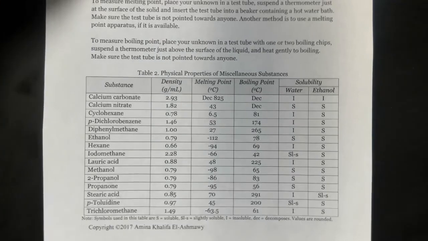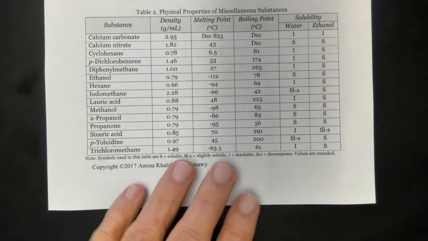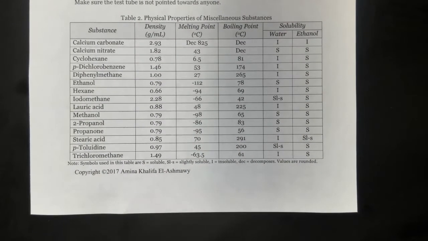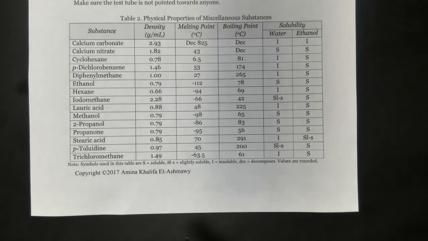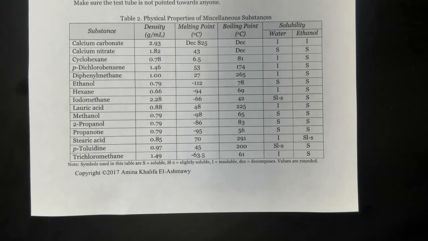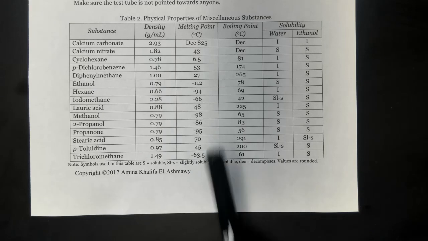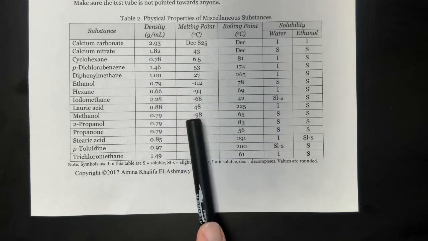In the department handout is this table, okay? And you're going to have to use this table to identify the unknown. You're going to have an unknown solid and an unknown liquid, and we're going to take some measurements. We're going to determine the density of the unknown liquid and the boiling point of the unknown liquid. We're going to determine the melting point of the unknown solid and some of the solubility tests of the unknown solid. And based on what we determined from our experiment, we're going to compare these values to the table.